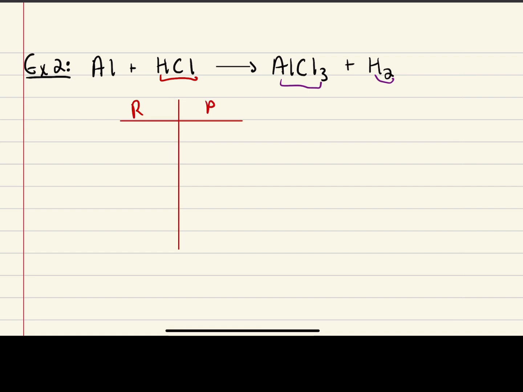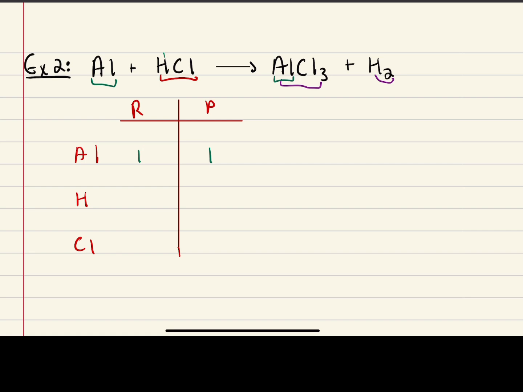We're going to list them on the sides: aluminum, hydrogen, and chlorine. Those are simply the ones that repeat on both sides. On the reactant side, I have 1 aluminum, and on the product side, I have 1 aluminum as well. That 3 belongs to the chlorine, not the aluminum. A lot of people make that mistake.